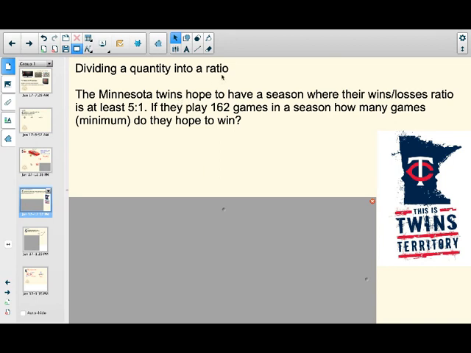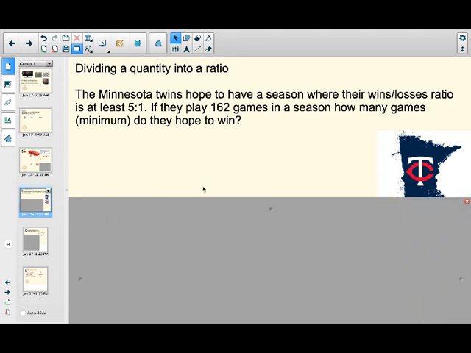Dividing a quantity into a ratio. It says Minnesota Twins hope to have a season where their win-loss ratio is at least 5 to 1. If they play 162 games in a season, how many games minimum do they hope to win? So what we need to do first is figure out, using this ratio, how we can set this up and solve for this.